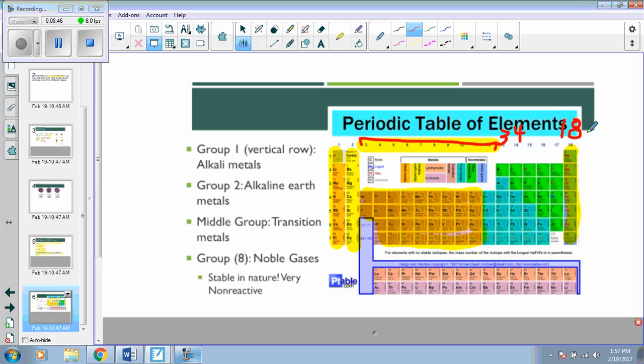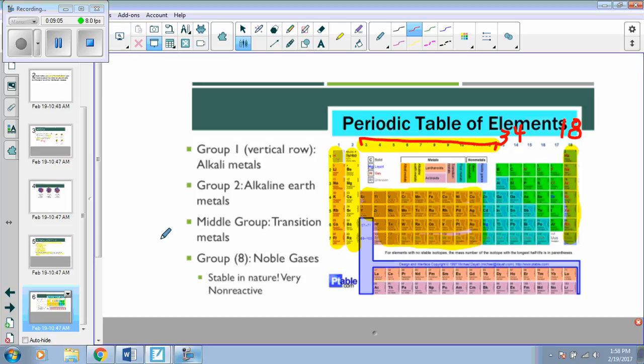If it's 17, it's incorrect. If it's 19, it's incorrect. So again, looking at this periodic table, sometimes you're going to see the transition metals included, other times you're not, and it's going to skip over these, and then this is where your 3 and 4 are going to begin.